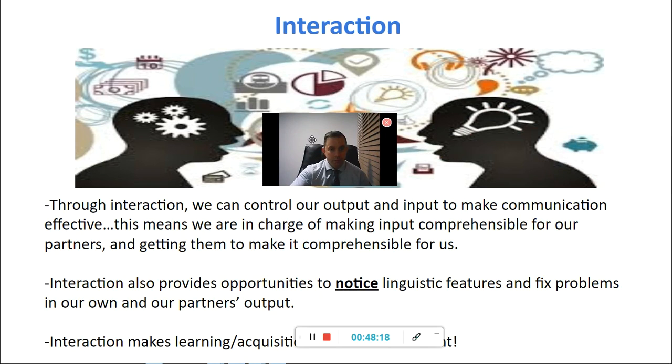So through interaction, we can control our output and input to make communication effective. Interaction also provides opportunities to notice linguistic features and fix problems. As you're going to pick up from the reading for homework, noticing is key. Noticing is very important in SLA, in second language acquisition today. If there isn't a moment where learners register that new language thing, they don't think about it, they don't notice it, then it's not going to be acquired according to some theories.